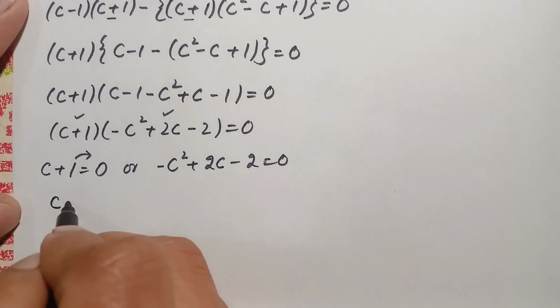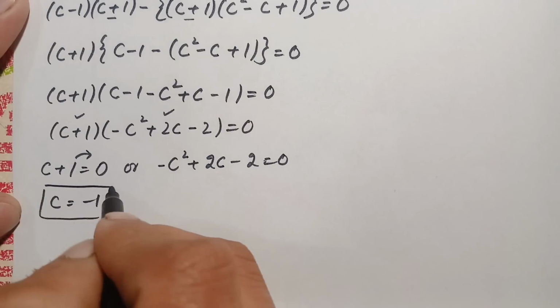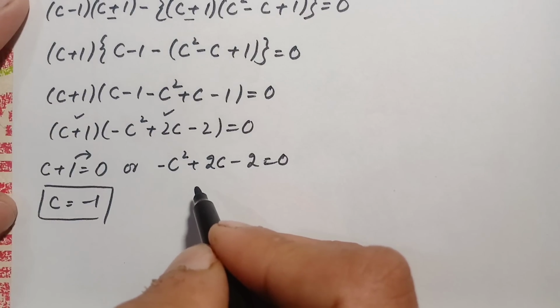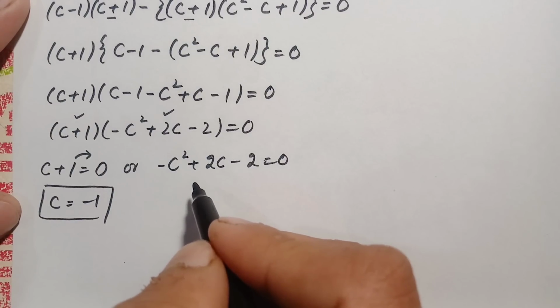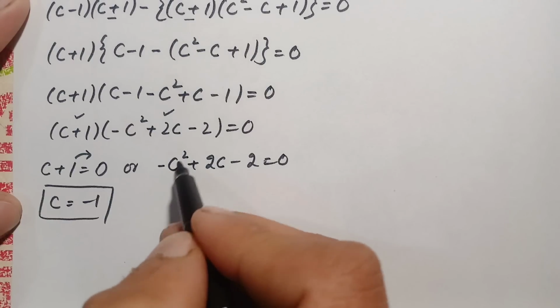So c is equal to negative 1. So c is equal to negative 1 is our first real solution. Now we will solve this one quadratic equation for the other two values of c, for the other two solutions. To solve this quadratic equation, first we will try to make the coefficient of c square positive.